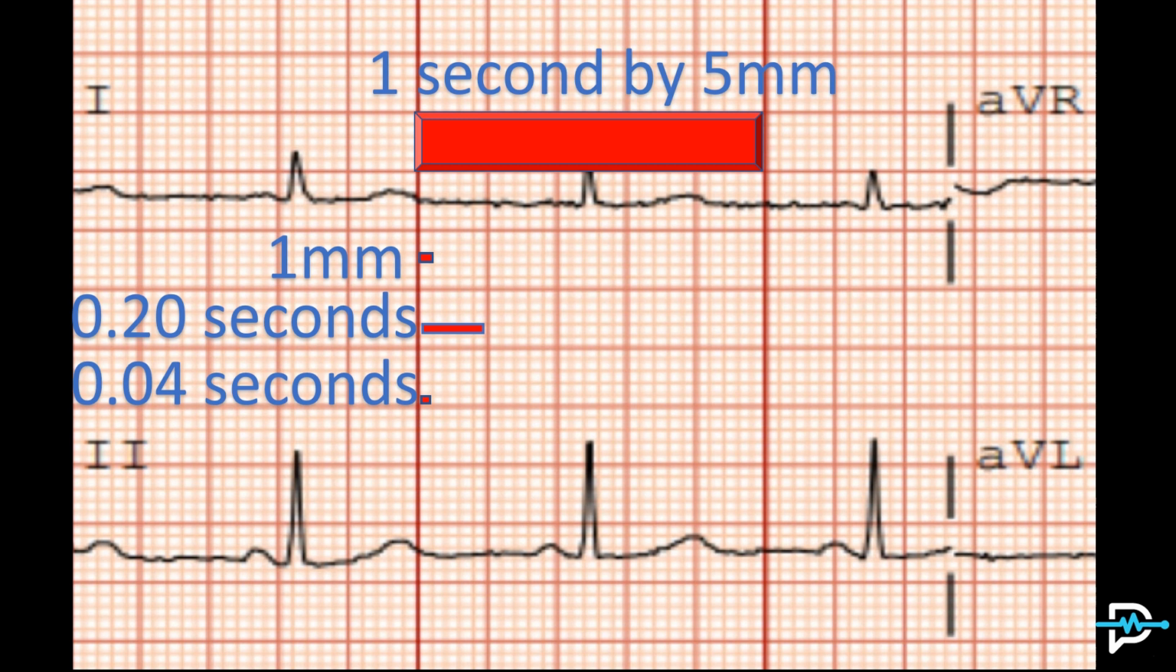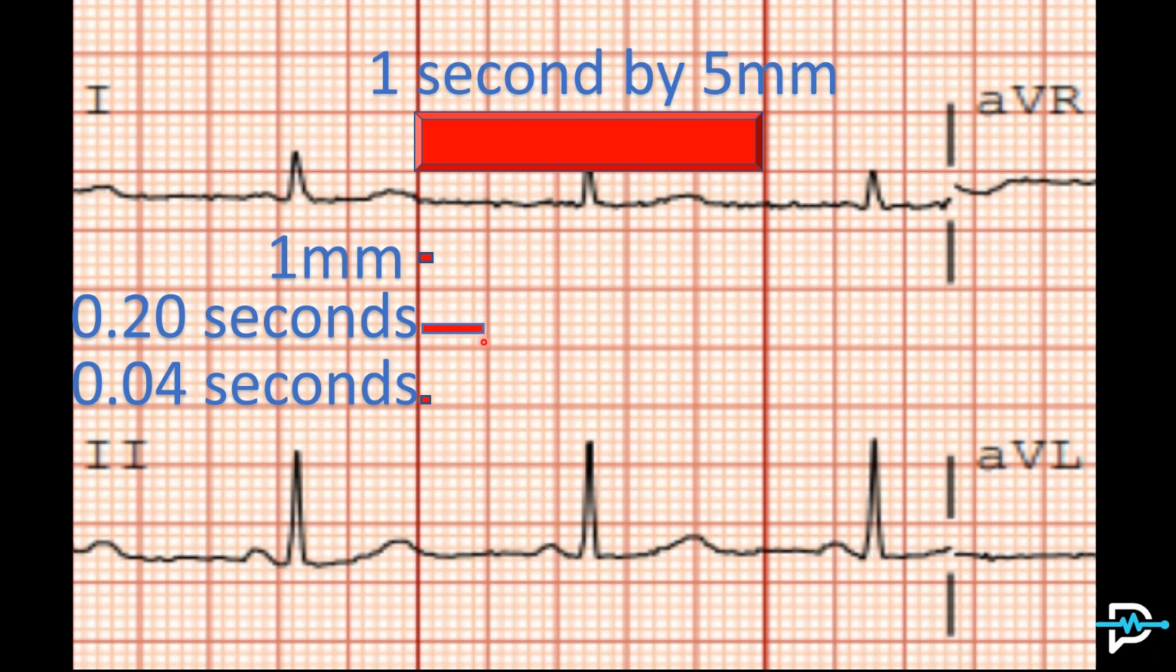So next, let's talk about all these little boxes that are on the EKG paper and what exactly they mean. One little box, the duration in time, is 0.04 seconds. So if you add up 5 of those, which is one of these larger boxes right here, it's 0.2 seconds. And that's the duration of time. And so of course, 5 of these larger boxes equals 1 second.